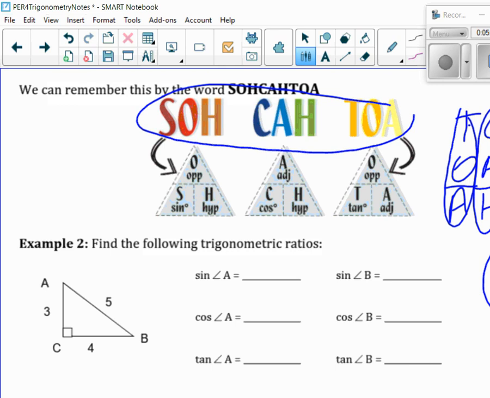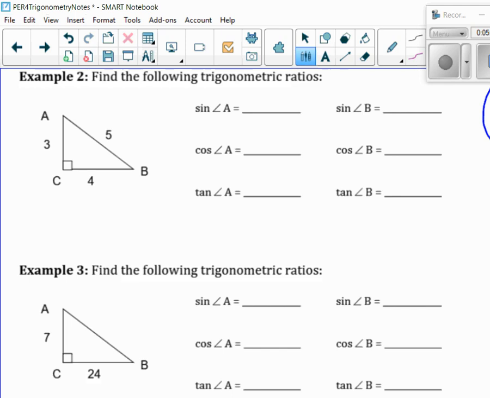So now we're going to list the ratio here. The first thing I would do is label the sides. Don't write the whole thing out. Let's just use A, H, and O. Okay, so does everybody see 5 is my H?